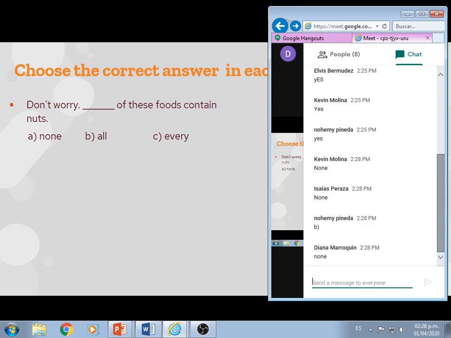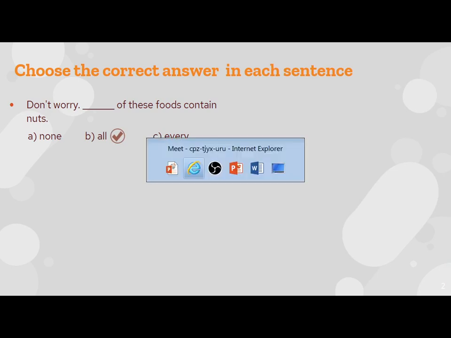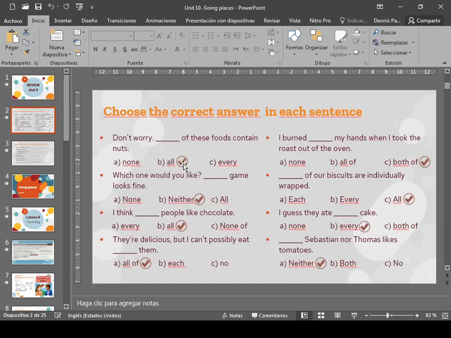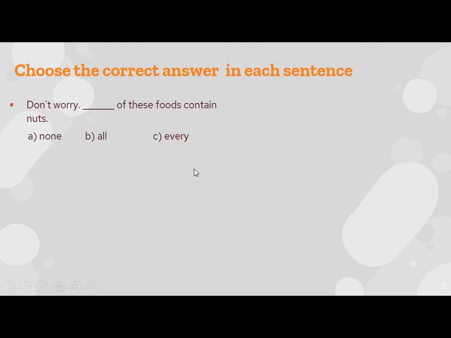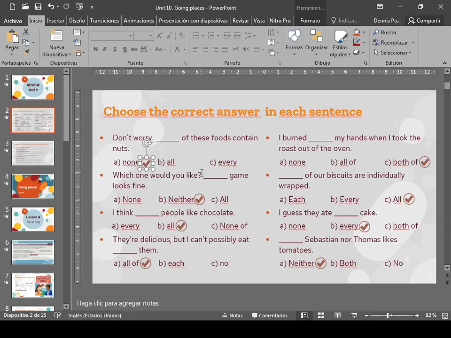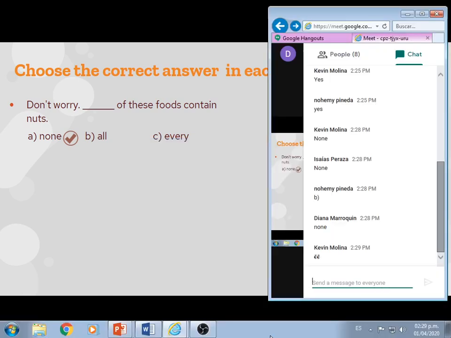None, okay. Let me check it here. So I made a mistake right here. So it is none of these foods. Give me a second. Okay, let's go back. In this case, the answer is none. None of these foods contain nuts. Yeah, you're right. So the answer is that one.